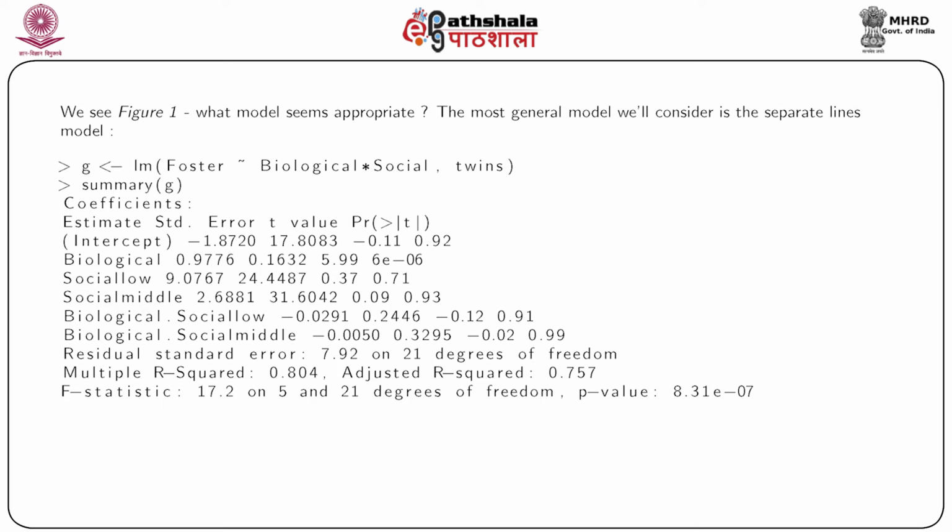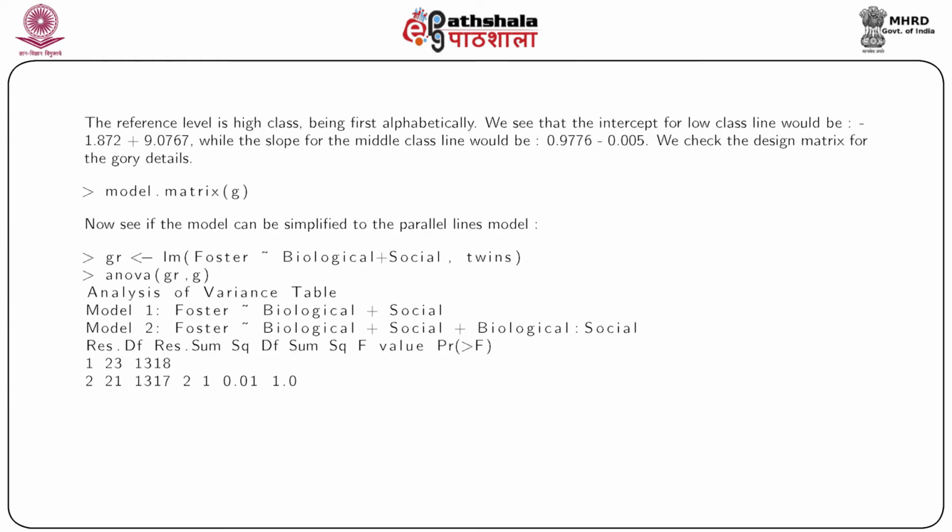If we look at the multiple R square, it's 0.804 or roughly 80%, which means that a lot of the variability in the IQ of the person reared by foster care can be explained by the IQ of the person reared by the biological parents. So the reference level is high class in terms of the social class, being first taken alphabetically. That is the pattern in case of R. If you have several different factors, then the one which alphabetically comes first is taken as the benchmark level, and the others are measured based on this particular benchmark.